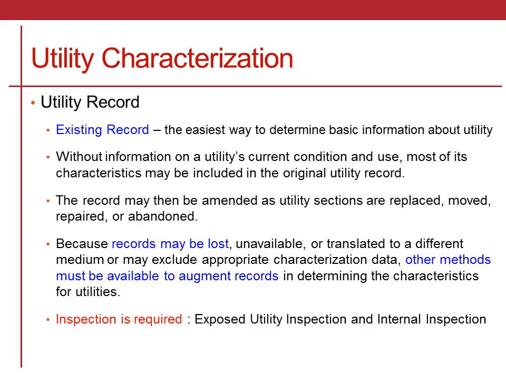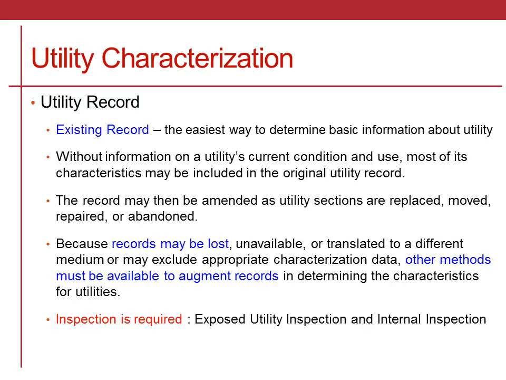So the record may be amended as utility sections are replaced, moved, repaired, or abandoned. However, the record may be frequently lost, unavailable, or may exclude proper characterization data. So other methods must be available to augment the record in determining the characteristics of the utility.